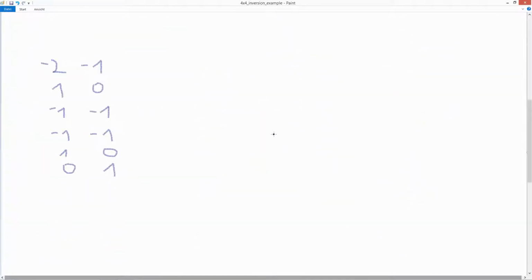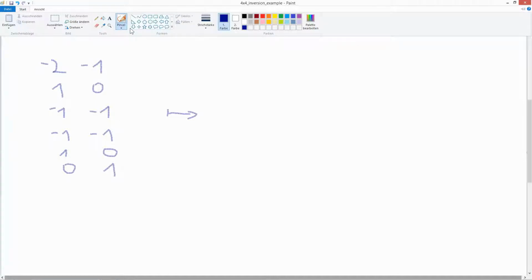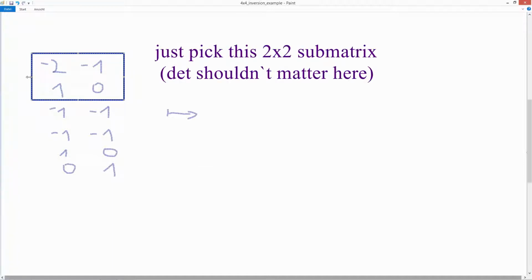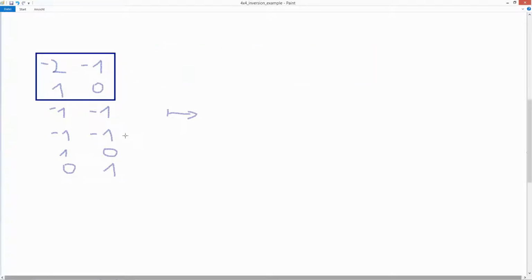And now we have to calculate some cross products again. But at first we have to choose a submatrix, a 2 times 2 submatrix inside of this matrix here. This time it shouldn't matter at all if the determinant of this submatrix is 0 or not. So we can just choose this submatrix here all the time, because it shouldn't matter what determinant this matrix has.